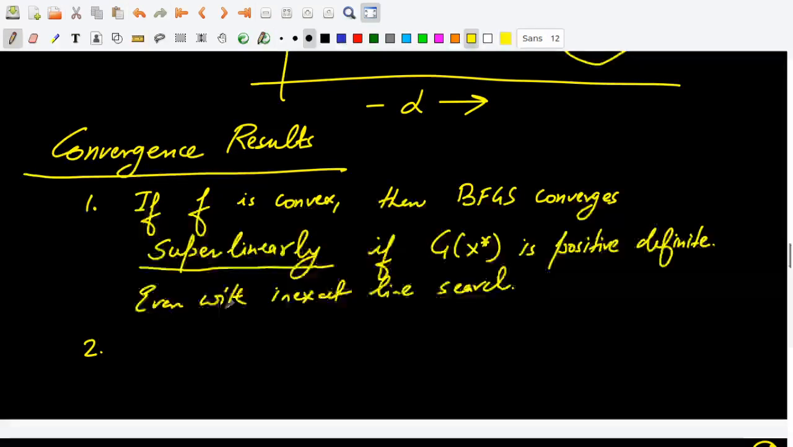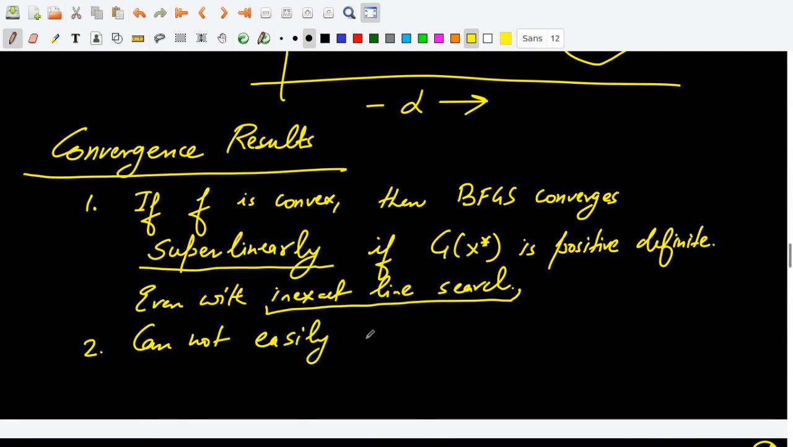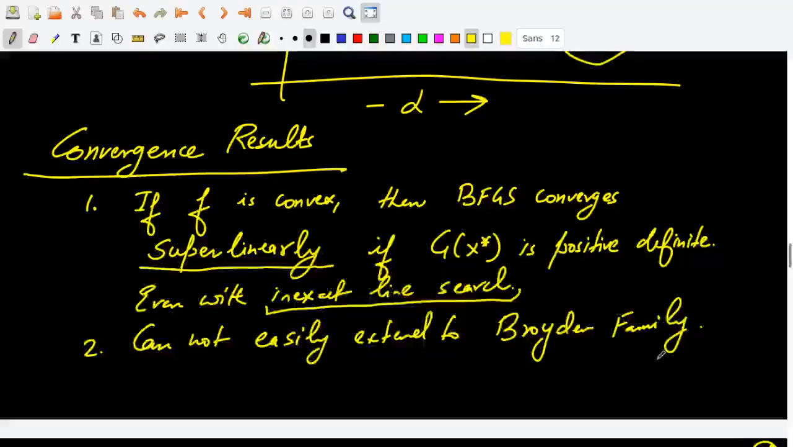We can't extend this result to DFP or other members of the Broyden family directly, because here we are doing inexact line search. So I will write this down: the above result number 1 is not easily extensible to the rest of the Broyden family, even though some researchers have later shown that even with inexact line search, everything in the Broyden family can converge to a local minimum.